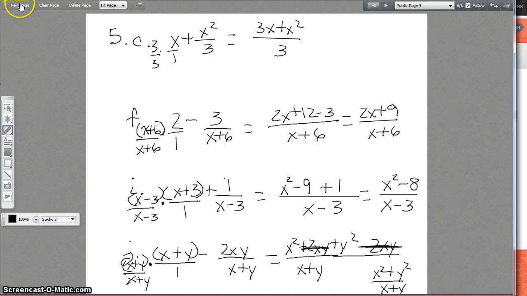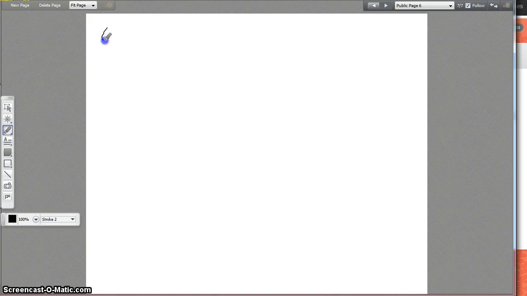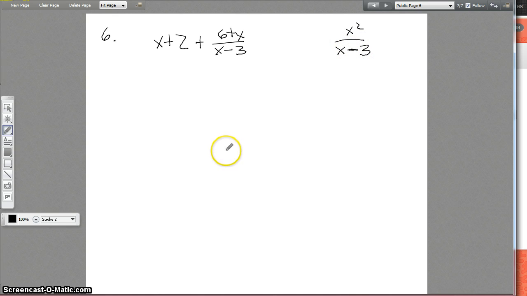Okay, so we'll start number 6. We will not finish it. Number 6, you're shown two expressions. We have x plus 2 plus 6 plus x over x minus 3. And then the other expression is x squared over x minus 3. And we're supposed to evaluate this for several different values of x.